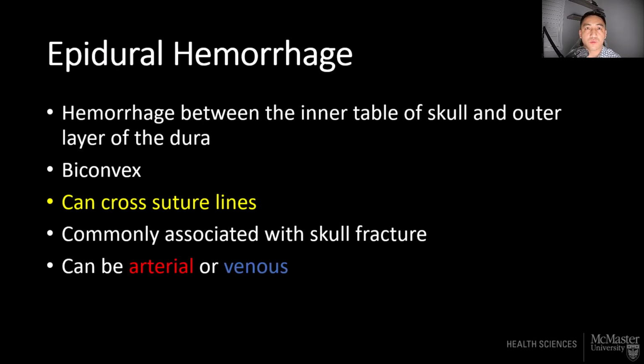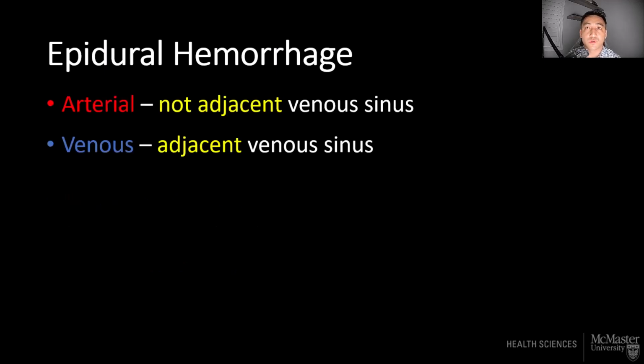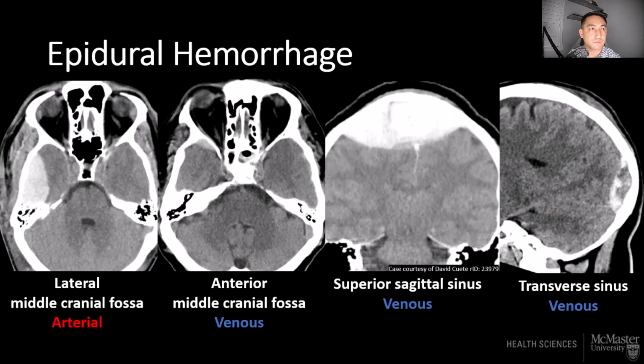They can be arterial or venous, and making this distinction can help our clinical colleagues. Same for signs of active bleeding, which I'll show some examples of. In terms of arterial or venous, the location of the hematoma is the most helpful feature. If the hematoma is not adjacent a venous sinus, it's most likely arterial. If it's adjacent a venous sinus, it's likely venous.